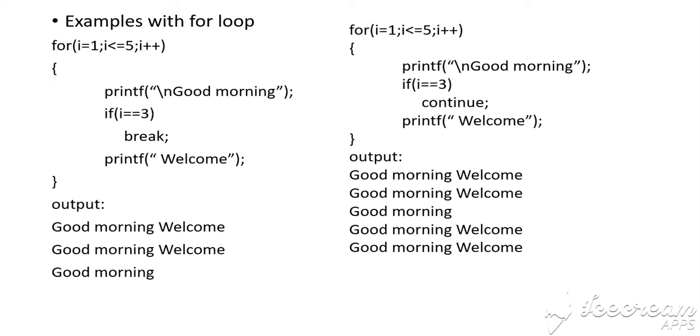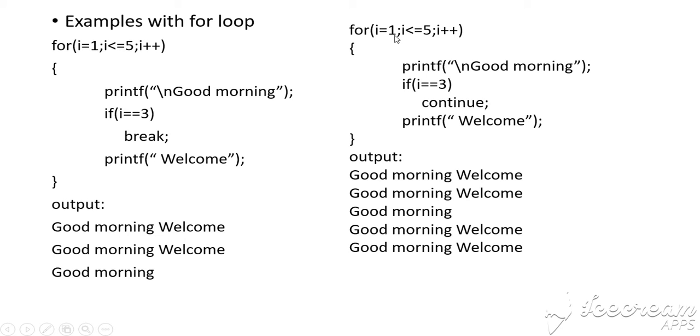Let us see the examples of continue and break statement with for loop. The same program is written using a for loop. Here, in the case of the break statement, there is no change. I is equal to 1, the condition is true. Good morning will be printed, and welcome will also be printed. For I equal to 2, also good morning and welcome will be printed. When I equal to 3, good morning will be printed and the loop will be terminated permanently in the case of break statement. But what will happen in the continue statement?